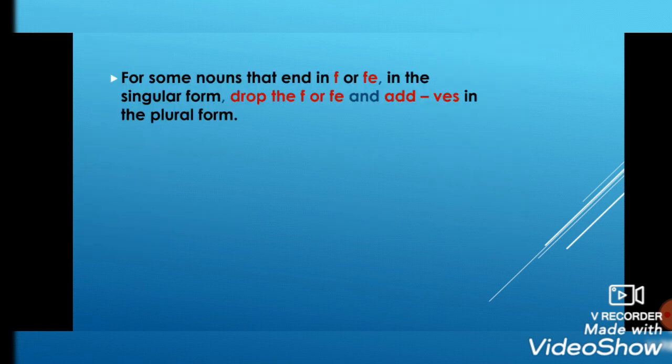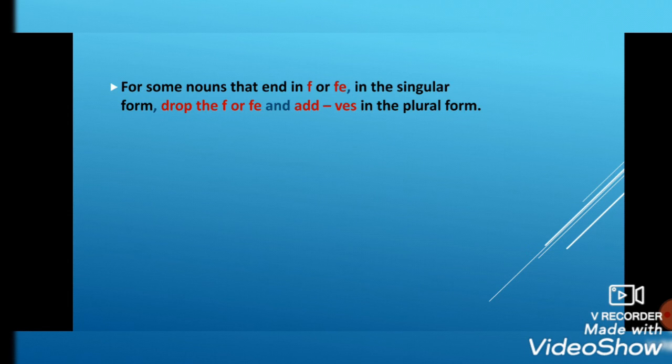The third rule. For some nouns that end in f or fe in the singular form, drop the f or fe and add ves in the plural form. So, if the noun ends with f or fe, we have to cross the f or fe and add ves.